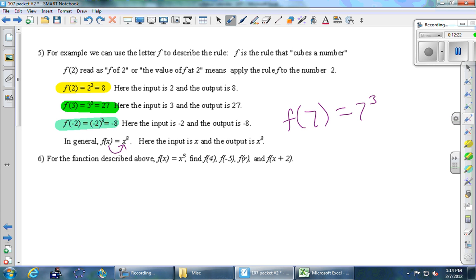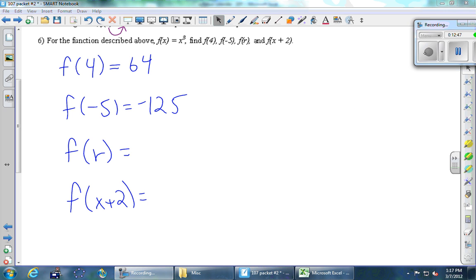I should know 7 cubed. Is that 343? That can't be right. Could it be right? Maybe it's right. Is that right? Okay. All right, can you guys try number 6 with your table? Do we agree f of 4 is 64? F of 5 is negative 125?